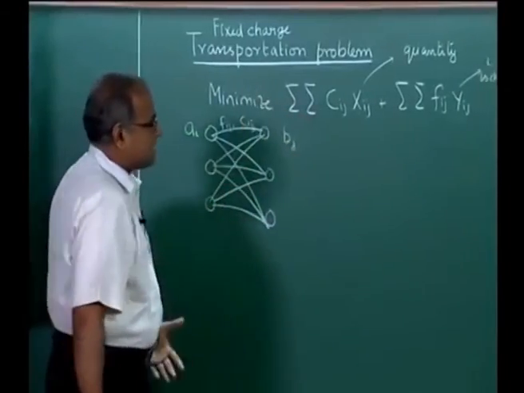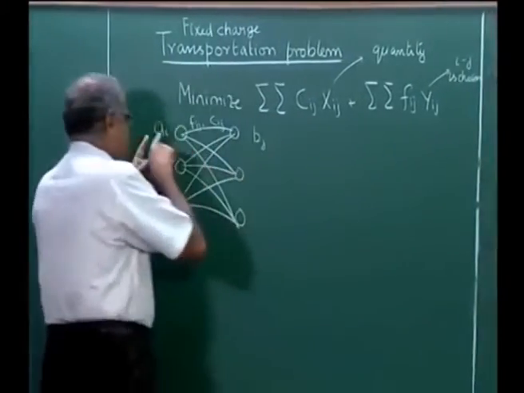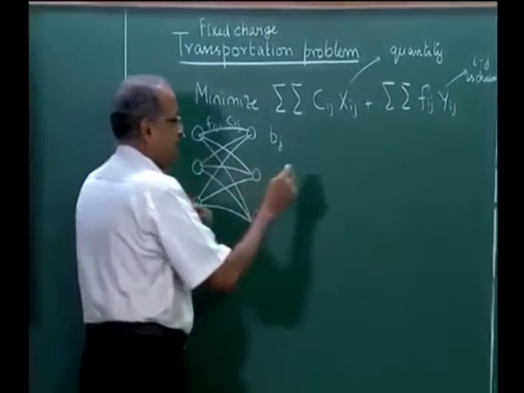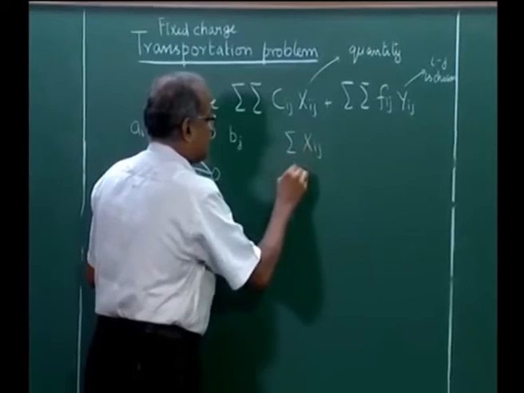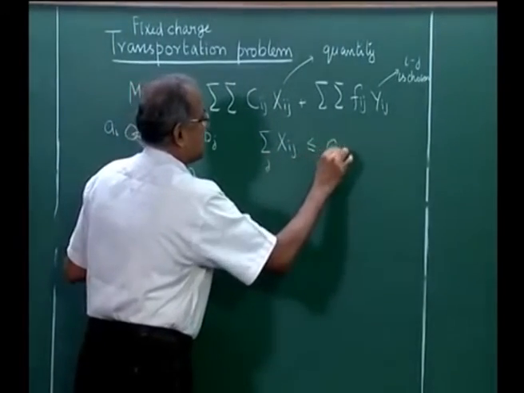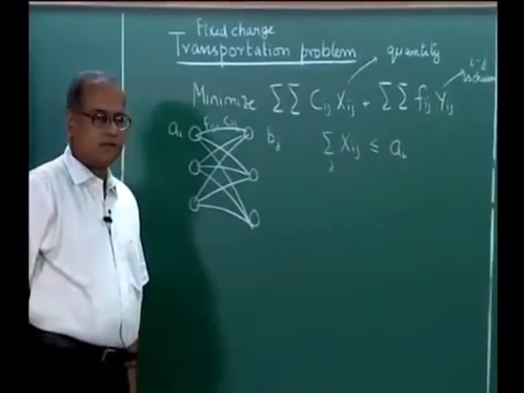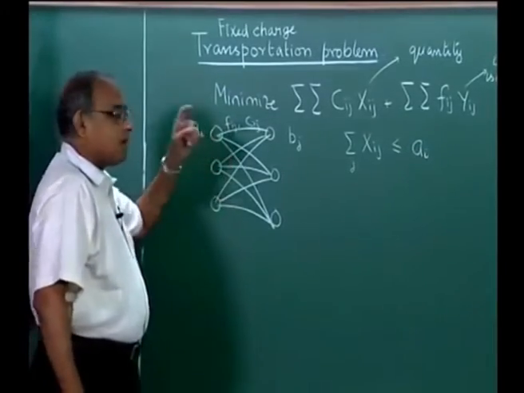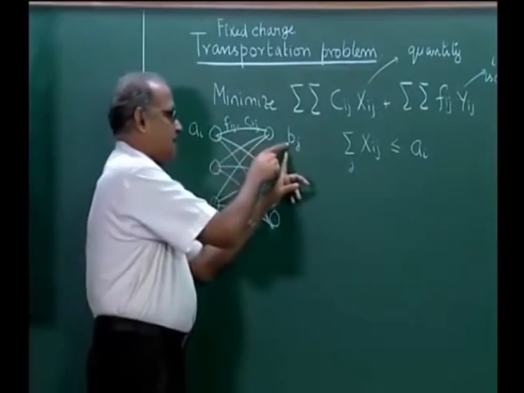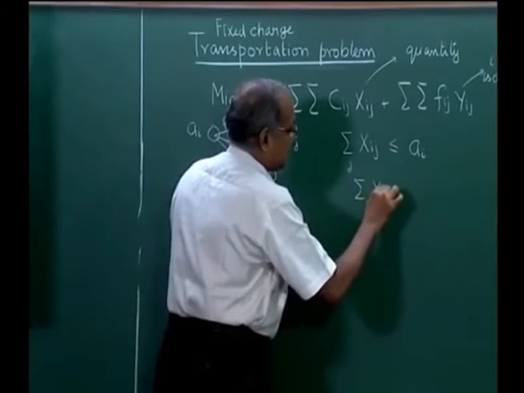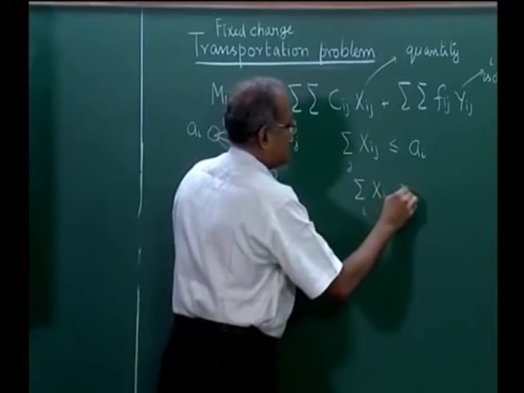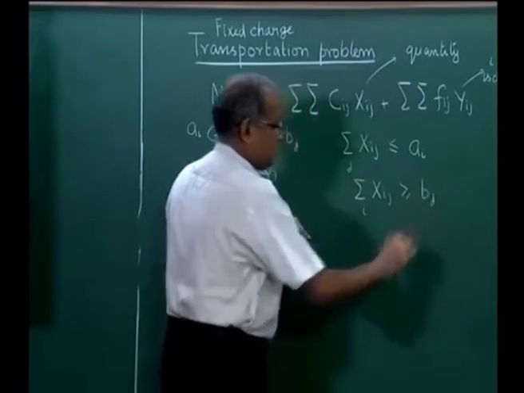So, we have typical constraints. Whatever goes out of this should be less than or equal to Ai. So, sigma xij summed over j is less than or equal to Ai. Whatever reaches here should be greater than or equal to Bj. So, sigma xij summed over i is greater than or equal to Bj.